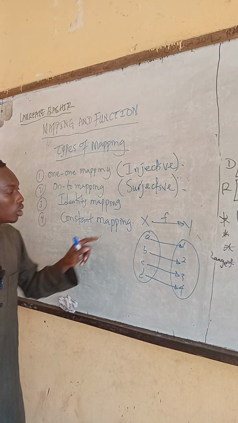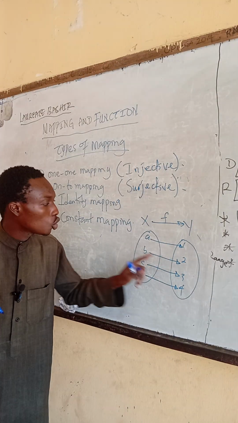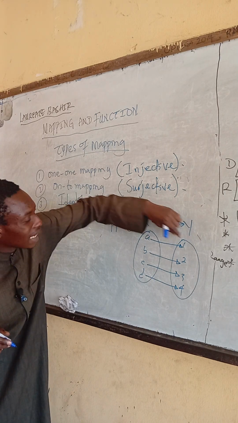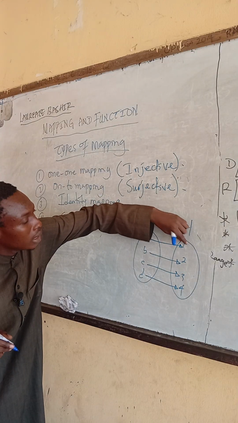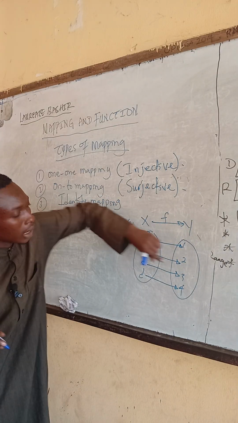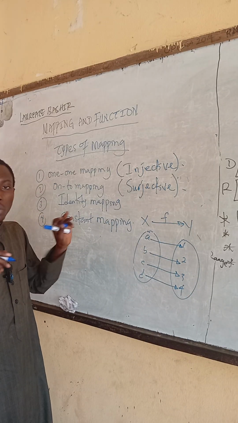So this one is mapped to this one-to-one. This is attached to it, one. So it's only this one that is having this image. You understand? It's only this one that produces this. That's what we mean by one-to-one mapping.